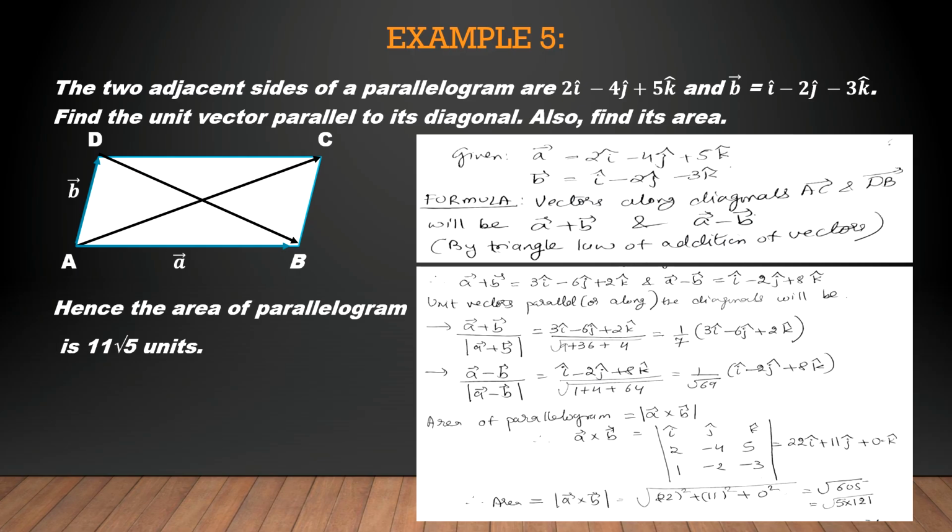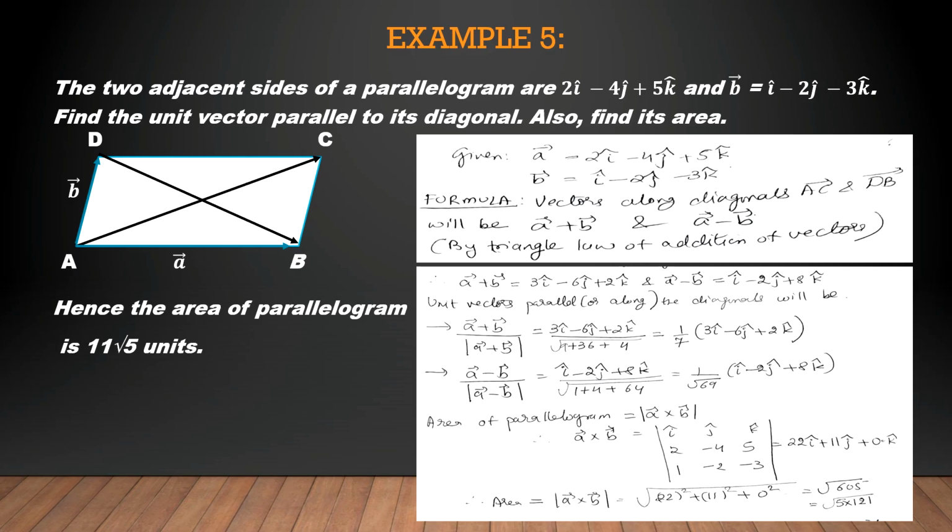It is given that AB is vector A and the AD side is represented by vector B. Direction is important over here, correct? So now, if we want to find the unit vector for the diagonals, first of all you need to find both the diagonals. So which are the two diagonals? The two diagonals, as you can see, are AC and DB. Remember, direction matters over here.